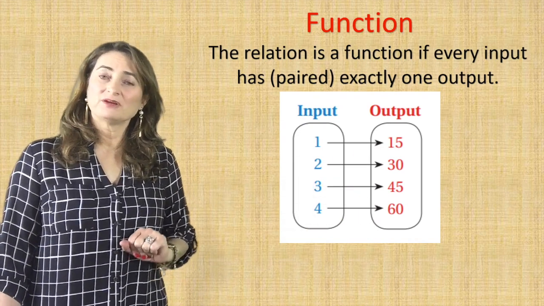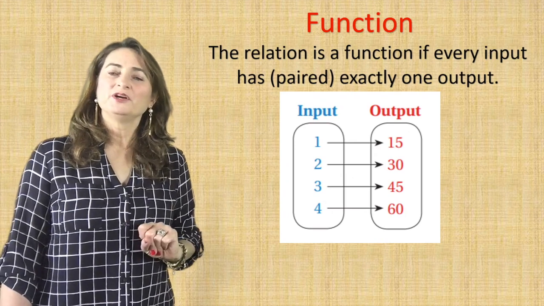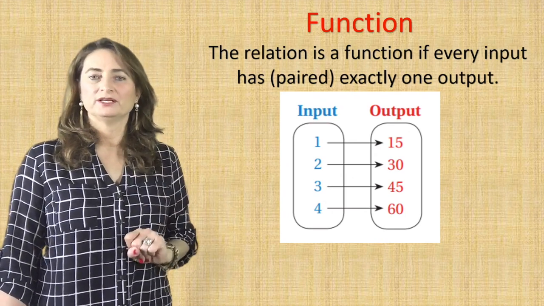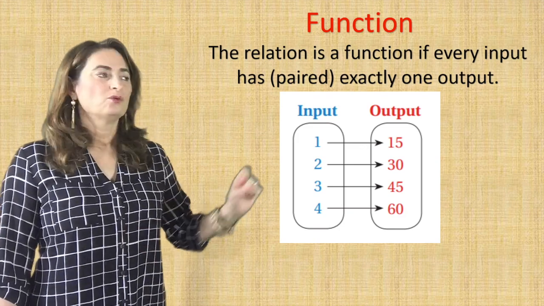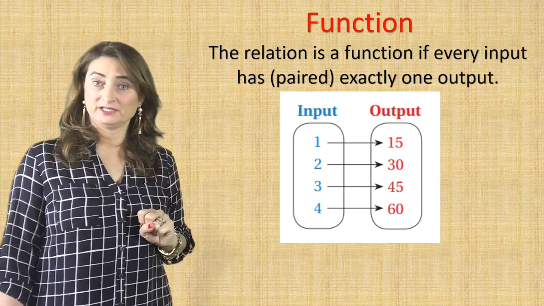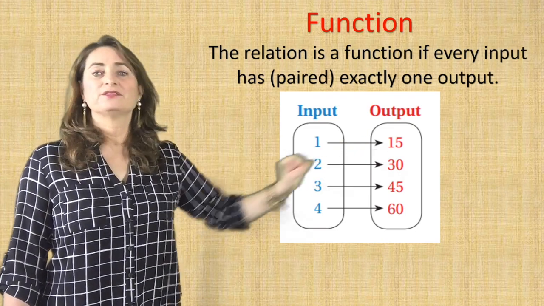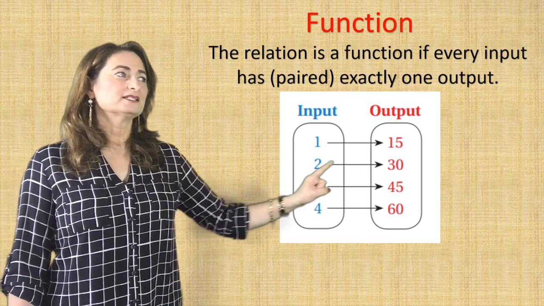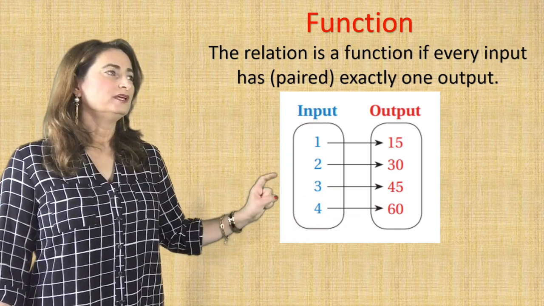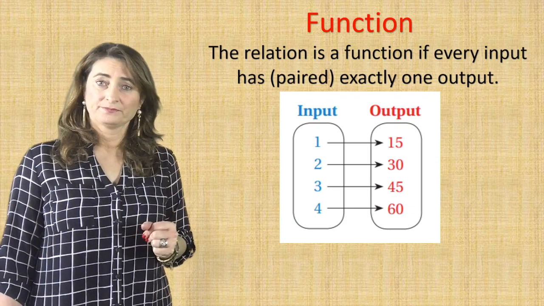Does that relation represent a function? Let's find out. If every input is paired with exactly one output, then it is a function. Watch how the input 1 is paired only with the output 15. The input 2 has exactly one output, which is 30. The input 3 has exactly one output, which is 45. And the input 4 has exactly one output, which is 60.